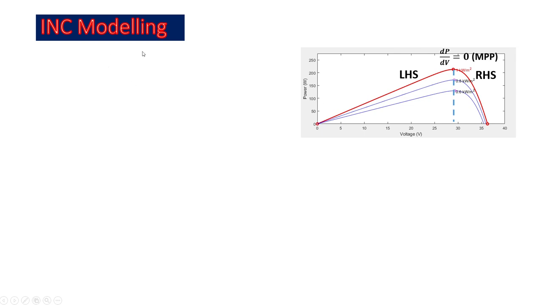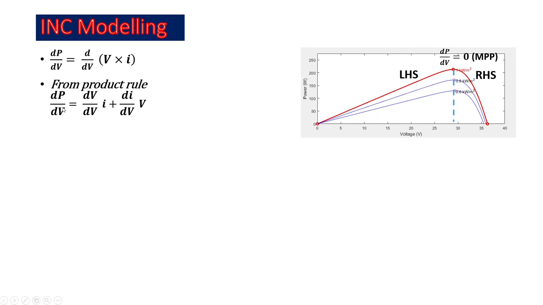Next, we move to how to model the equation. Let us consider dP divided by dV. The power can be rewritten as voltage and current, so dP divided by dV is equal to d(V times I) divided by dV. From the product rule, we can rewrite this as dP divided by dV is equal to dV divided by dV into I plus dI divided by dV into V. So dV divided by dV cancels, and finally we get dP divided by dV is equal to I plus dI divided by dV into V.